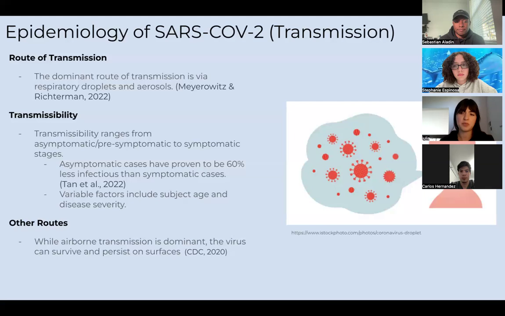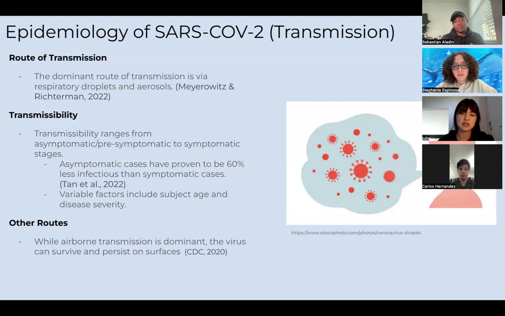While asymptomatic spread does occur and was an important factor to consider during the height of the COVID pandemic, studies determine it to be a less effective mode of transmission, being approximately 60% less infectious than symptomatic cases.